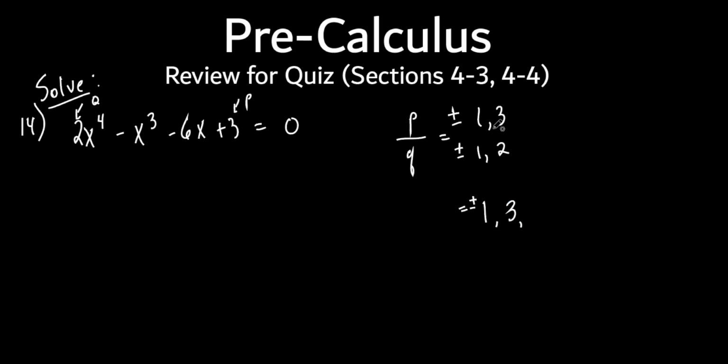And then we got 1 over what? 2. And then we have what? 3 over 2. Did we cover everything? Yep. 1 over 1 is 1. 1 over 2 is a half. 3 over 1 is 3. 3 over 2 is 3 halves.